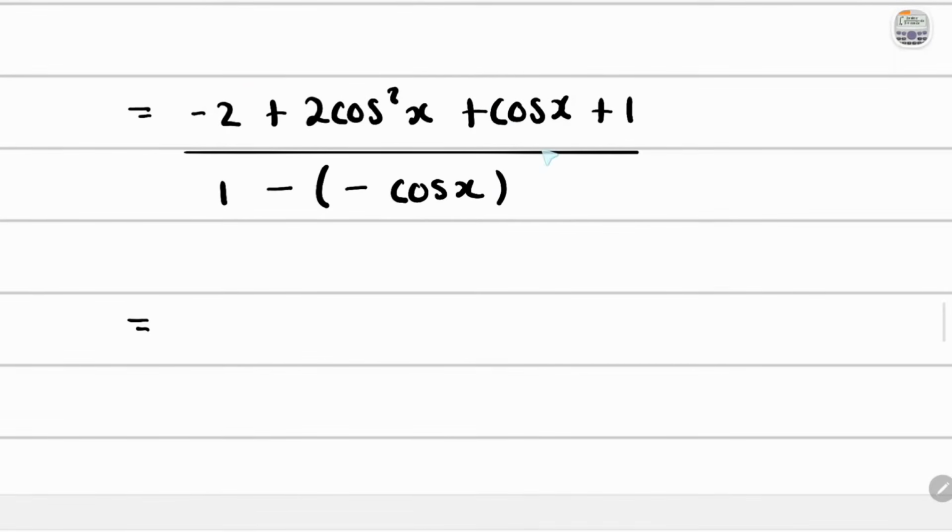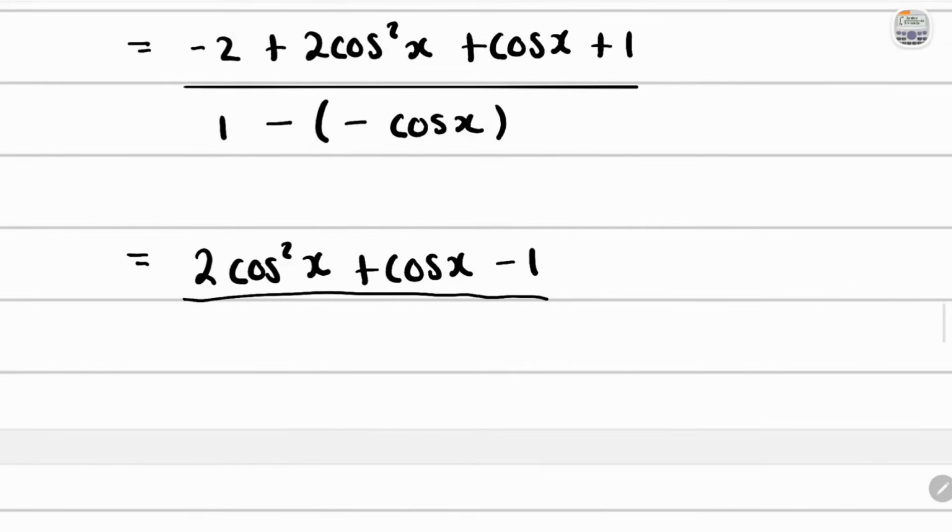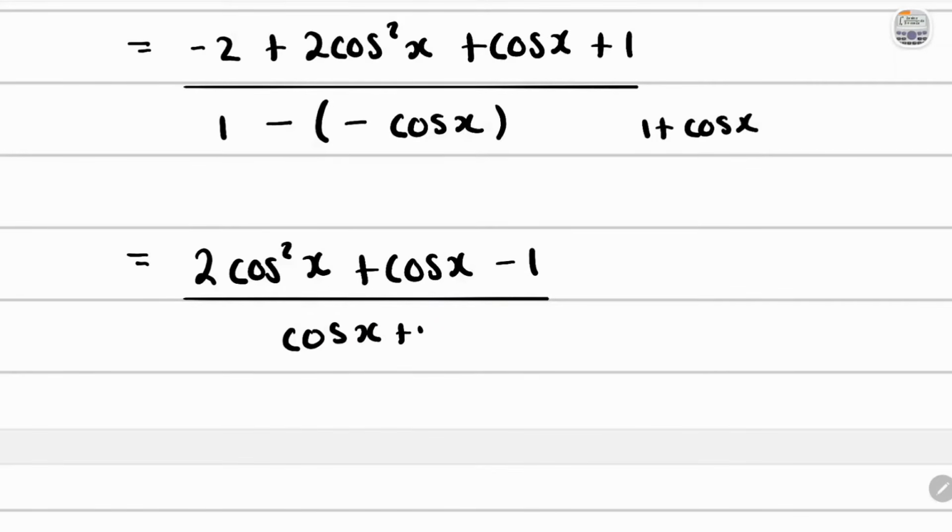In the numerator, this would simplify to a trinomial, so we can write the term in cos squared x first. That's going to be 2 cos squared x plus cos x, and we have a positive 1 minus 2, which gives us negative 1. And this goes all over, and notice if these distribute, that becomes a positive, so this is really 1 plus cos x. I know that this is a trinomial, so it's probably going to have a factor. Let's just put this in an order where cos comes first, so it's cos x plus 1.